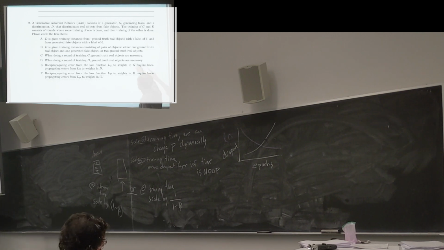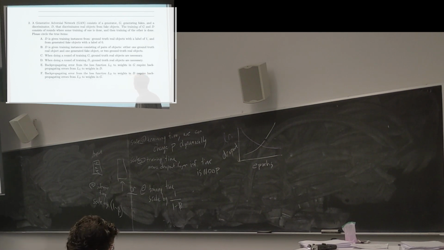B: D is given training instances given pairs of objects, either one ground truth and one generated fake, or two ground truth objects. It would be hard to see how you could say true to both A and B, right? And so, in fact, B is not correct.